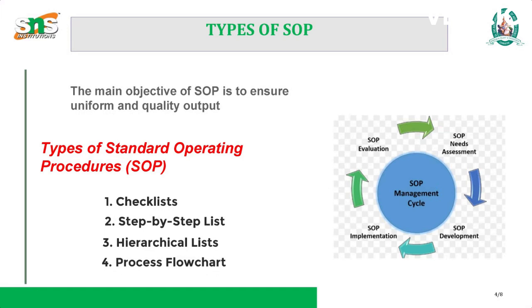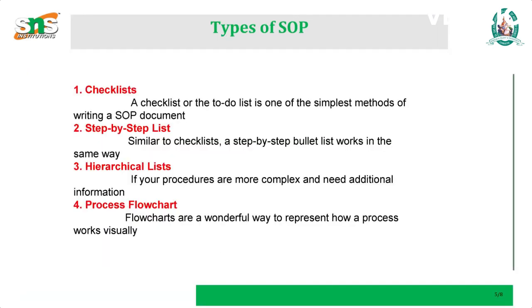Now, when you start preparing an SOP, you have to ensure uniform and quality output. One is SOP needs assessment. After assessment, we go for SOP development, then SOP implementation, then SOP evaluation. So these are the steps which have to be carried out. So let me go to the next slide.